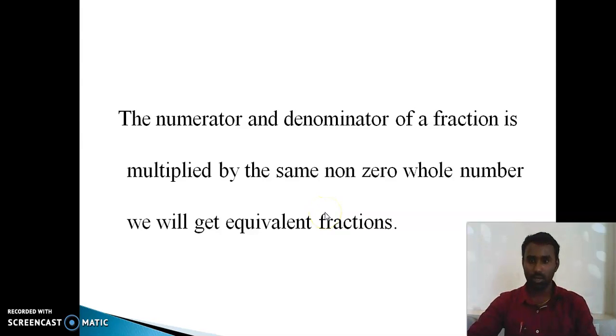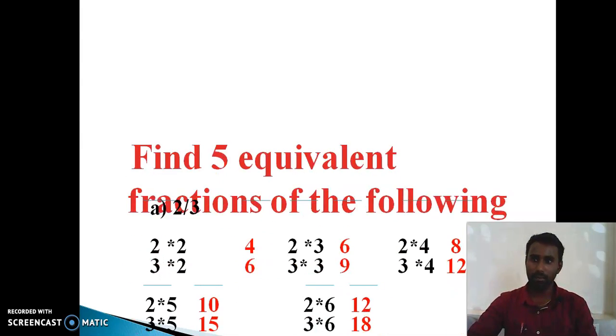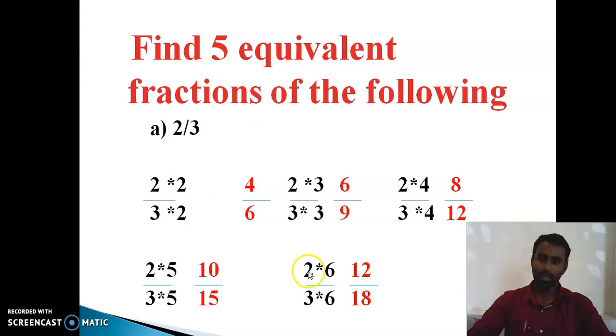Based on this, I gave one example here. See the first one: find 5 equivalent fractions of the following. They gave one fraction, so we have to find 5 equivalent fractions. First we write 2 divided by 3, multiplied by 2. First we have to multiply by some number. You can multiply by 2, 3, 4, 5, 6, but one thing you have to know: whichever number you multiply here, the same number should be multiplied here.